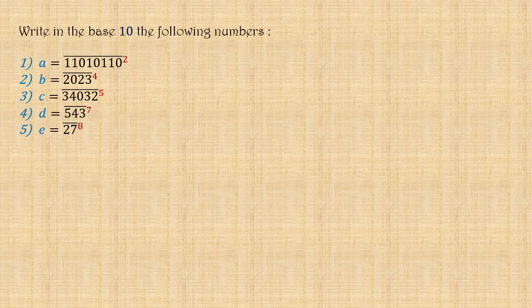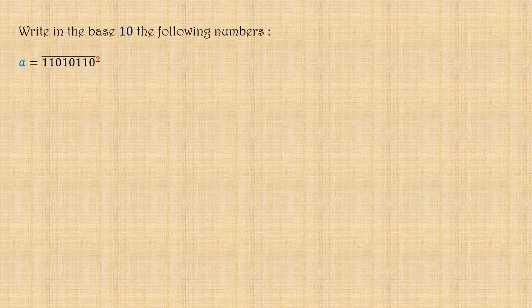The second one is the number B, which is written in the base 4 as 2, 0, 2, and 3. And the third one is the number C, which is written in the base 5 as 3, 4, 0, 3, and 2. As for the fourth one, it is the number D, which is written in the base 7 as 5, 4, and 3. And finally, we have the number E, which is written in the base 8 as 2 and 7. So, let's start with the number A.